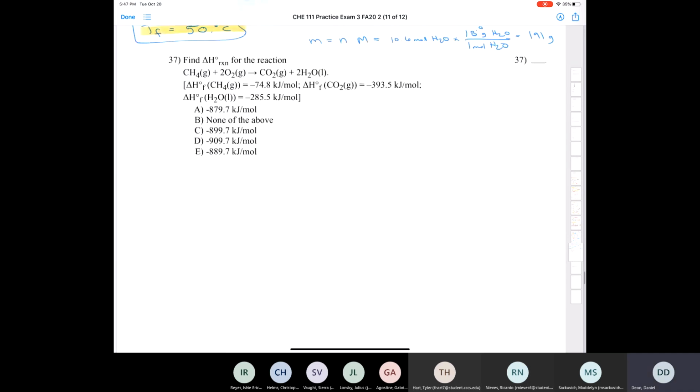Number 37, find the change in enthalpy for this reaction, which is the combustion of methane. So we have methane plus oxygen gives you carbon dioxide and water. They give us the heat of formation for methane. That's good. They give us the heat of formation for carbon dioxide. That's good. They give us the heat of formation for water. Also good. Why do they not give us the delta H of formation of oxygen?